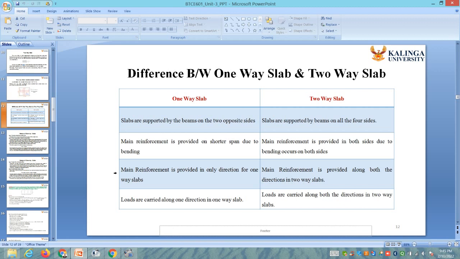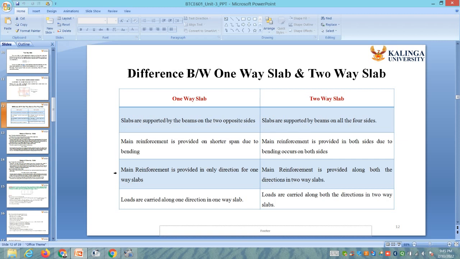Now, load distribution. When slab is acted upon by the load intensity, loads are carried along one direction in one-way slab. But the load distribution in IS 456 it is given. It is somewhat trapezoidal in shape, and loads are distributed, carried along both the directions in two-way slabs.